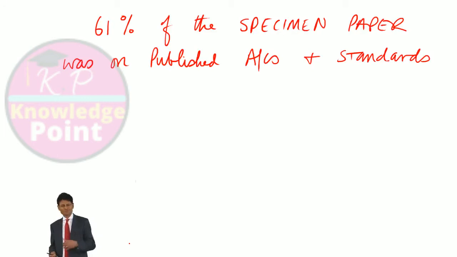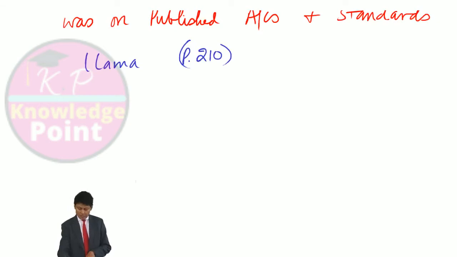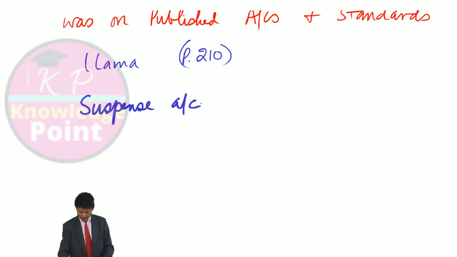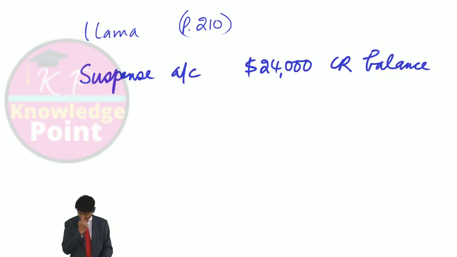So let's write out an answer to the question on page 210. All these are past exam questions. Let's start off with the suspense account. It's a 24,000 credit balance. And basically, it needs to be eliminated.